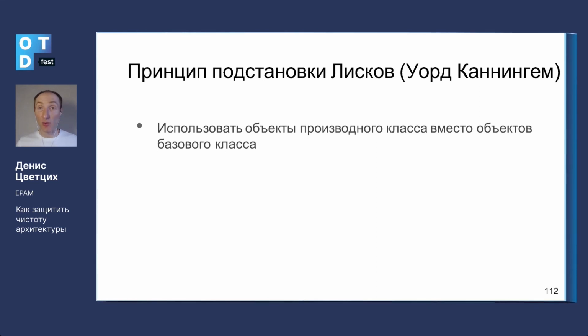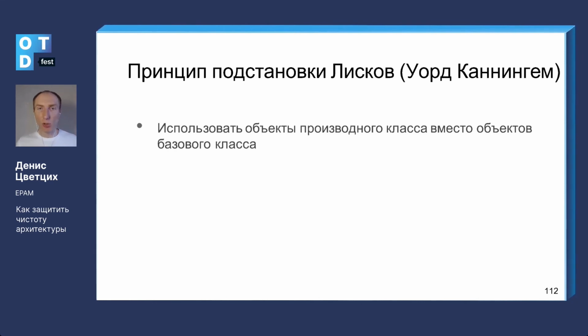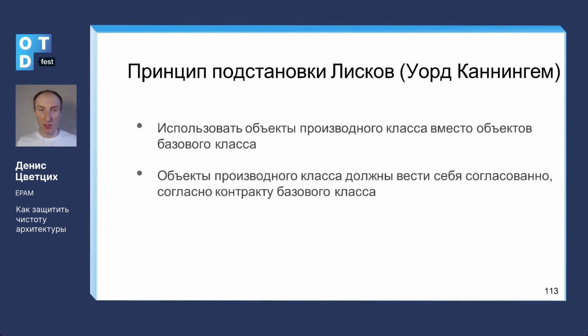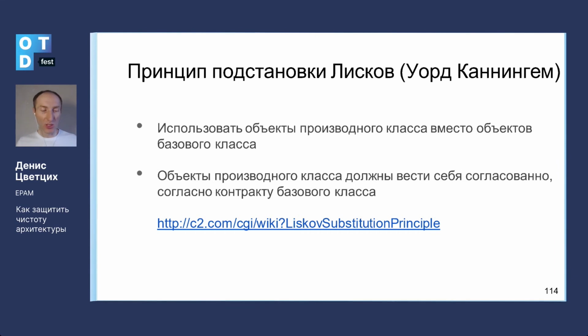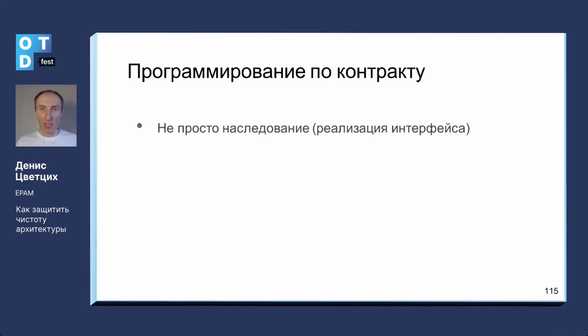And the last thing we can check, and I'd like to tell you about it, is the Liskov substitution principle. There are a number of ways to explain it, and I like the approach of Ward Cunningham. The principle is about using derived class objects instead of base class instances. In this case, they should be consistent with the base instance contract, and there is a link with this definition. Here we are talking about programming by contract.